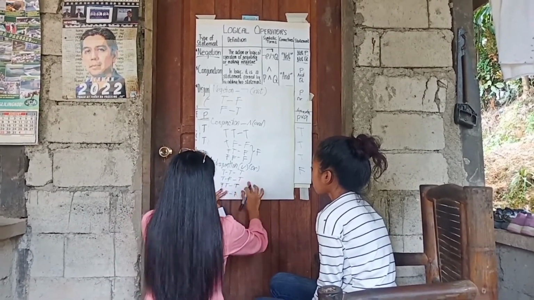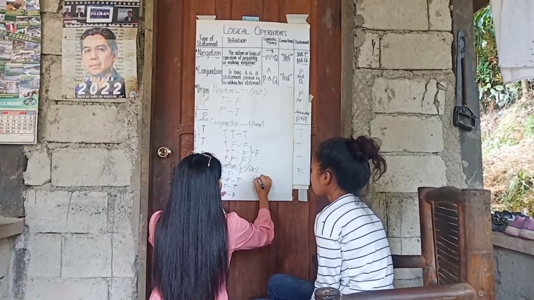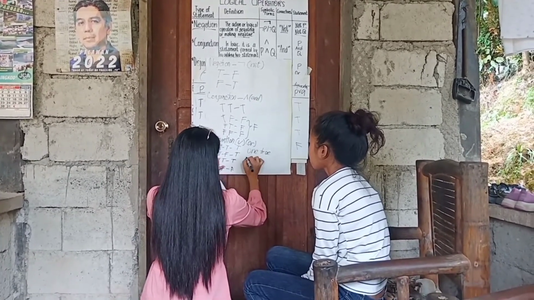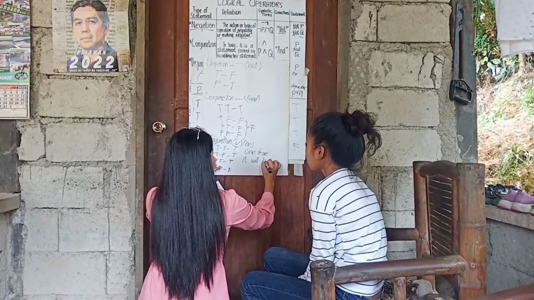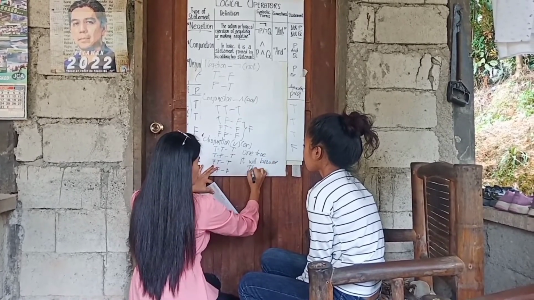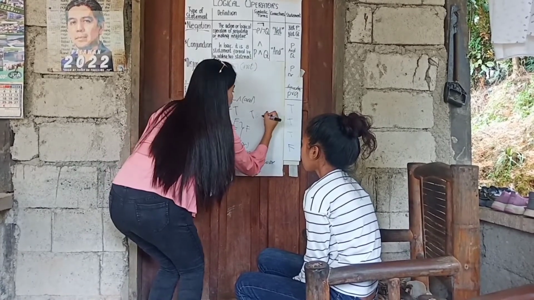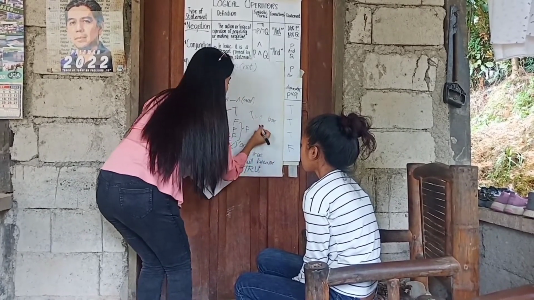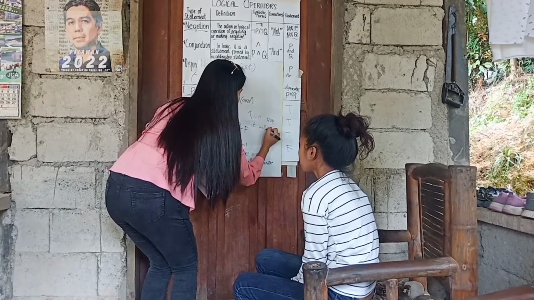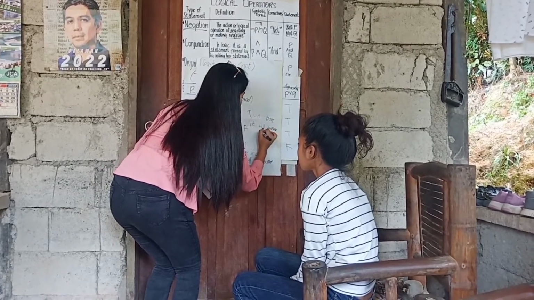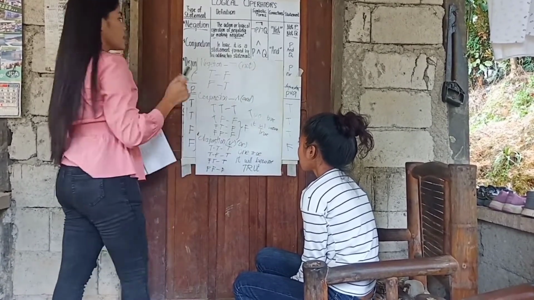So, itatandaan natin dito kay disjunction, which is one true, it will become true. At kay conjunction naman, two true, so kailangan two true talaga siya para maging true. It will become true. So, yan, natapos na yung pag-tutor ko sa iyo.